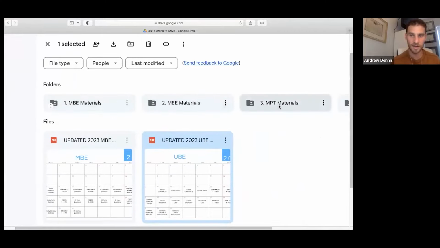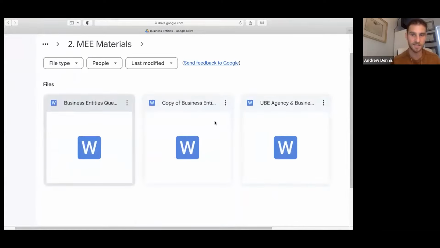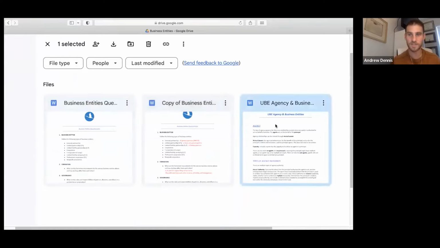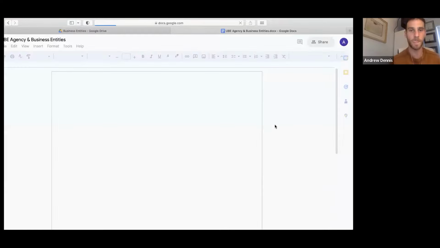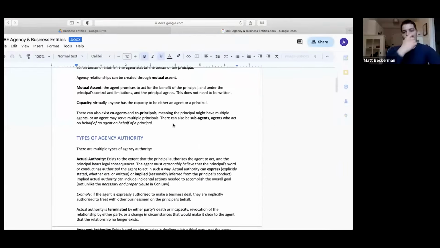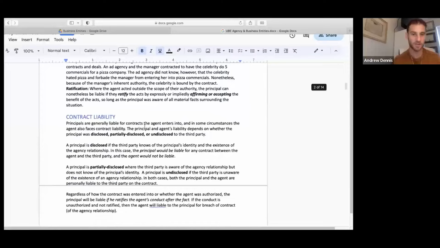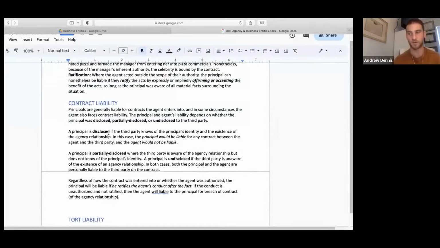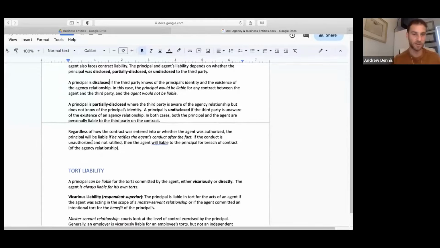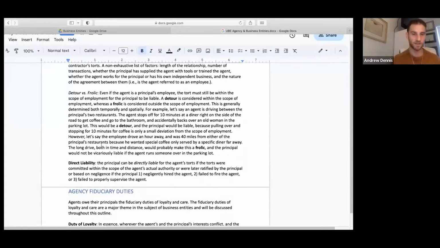If we look at the materials, we can look at business entities and see that today we are going to continue the outline from where we left off, which is at corporations and LLCs. We talked about agencies, we talked about actual authority, apparent authority, inherent authority, contract liability. And remember in the essay, it was important that they were disclosed. Their name was on the business card.